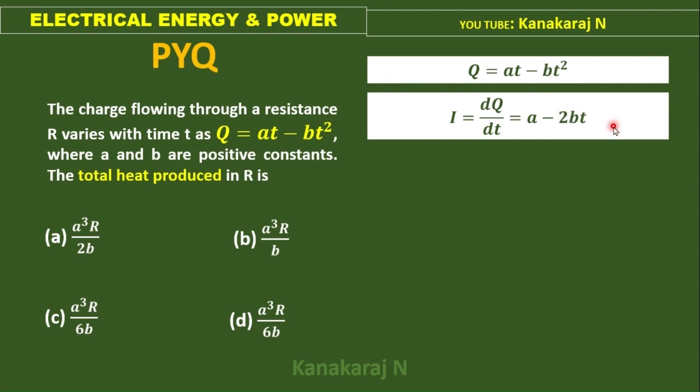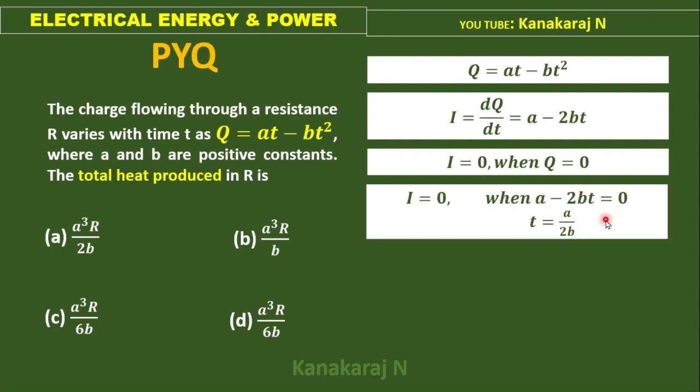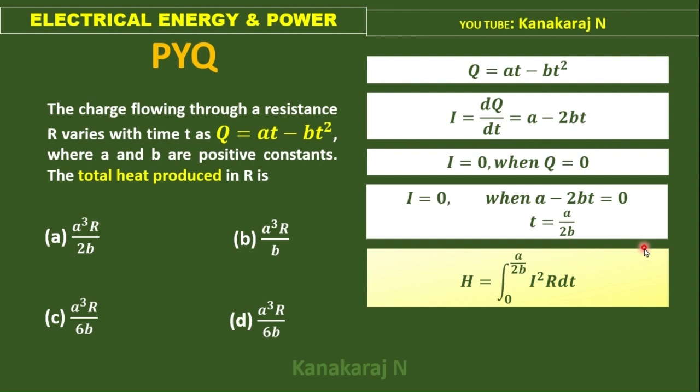Now, we need to know the limits. When Q is 0, the current is 0. Second condition, when current is 0, let us substitute A minus 2Bt as 0. From this, we find the time as A divided by 2B. So we have now limits 0 to A divided by 2B.